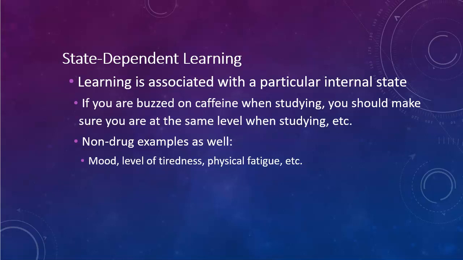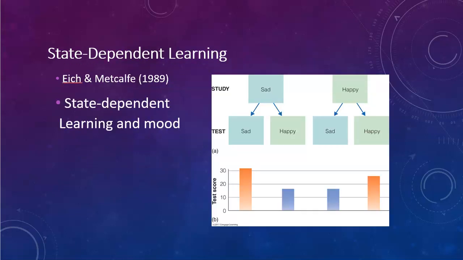So again, whatever your internal state is, whether that's caffeine, weed, alcohol, or your mood, level of tiredness, you want that to be the same when you're studying as it is when you're taking a test. So here's a fun graph that's showing exactly what I said. If you're sad when you study and you're sad when you take your test, you're going to do great. Whereas if you're sad when you study and you're happy when you take your test, you're going to do badly, which is kind of ironic because it's going to make you sad. So either stay sad or stay happy. Okay? So that's state-dependent learning.